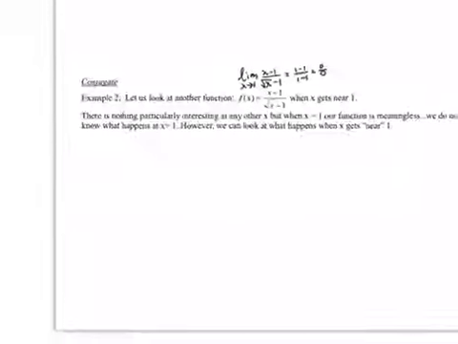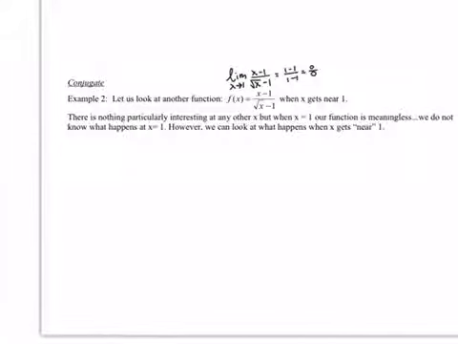So here we go. We're going to read the rest of this and see what we do. There's nothing particularly interesting anywhere other than where x equals 1. Our function is meaningless otherwise. We do not know what happens at x equals 1. However, we can look at what happens when x gets near 1. Alright, so we've done that. Okay, we get 0 over 0.